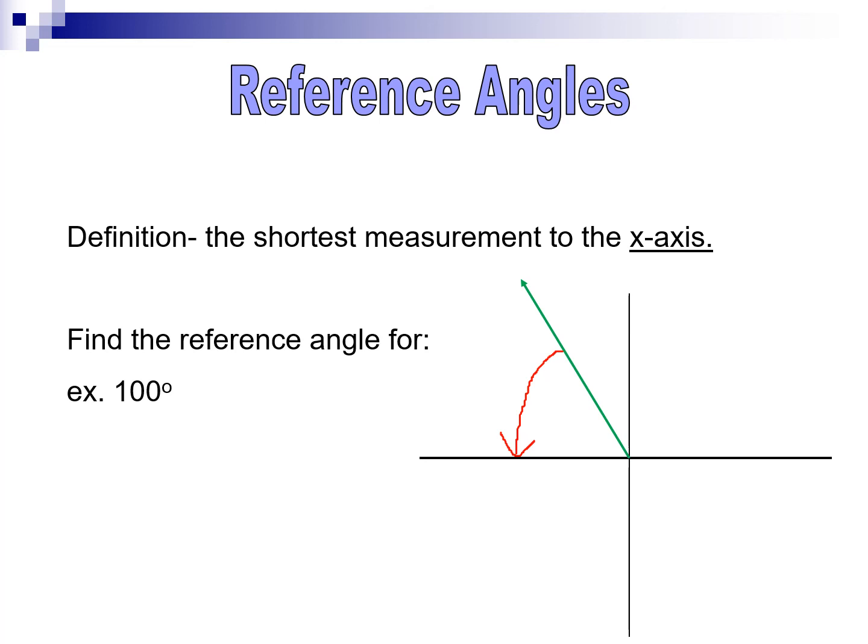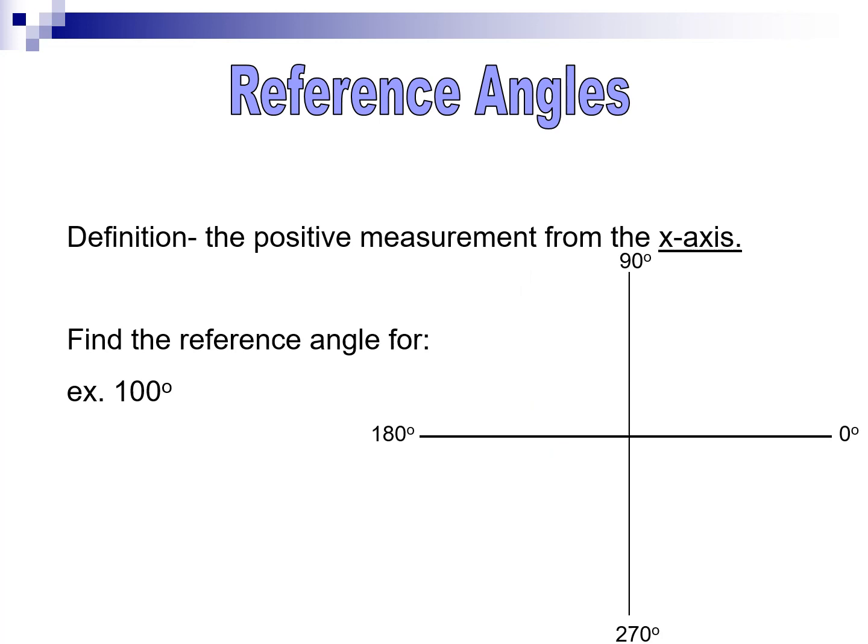And it turns out to be 80 degrees. If that one was 100, to go the rest of the distance would be 80 degrees. So the reference angle is 80 degrees. Okay, let's go ahead and do a few examples for reference angles and then we shall be done.